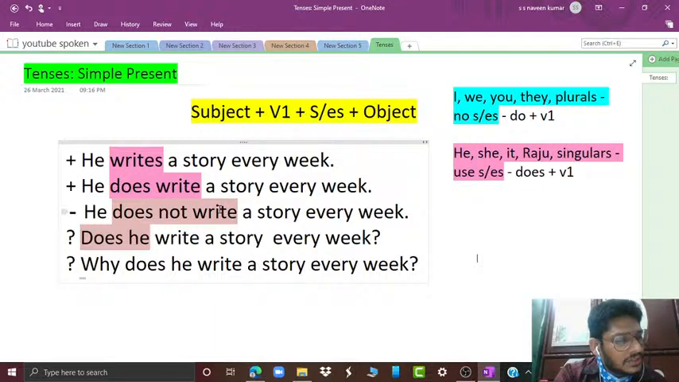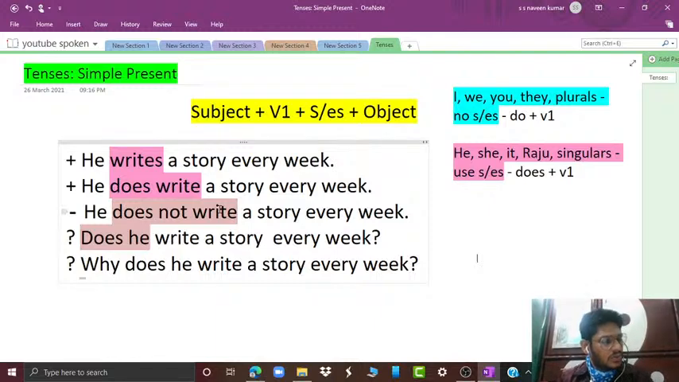Yes, he doesn't write a story. That's fine. Yes. So these are all nice and excellent sentences. Yes, he goes to college regularly.